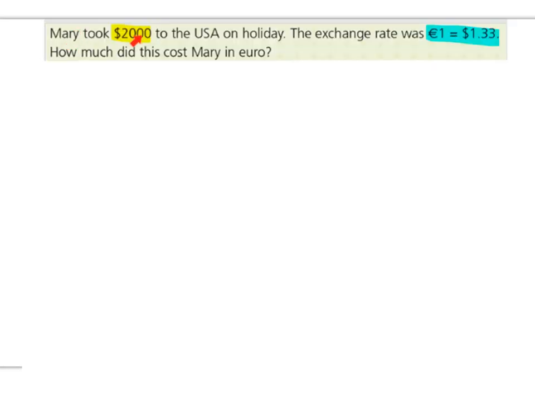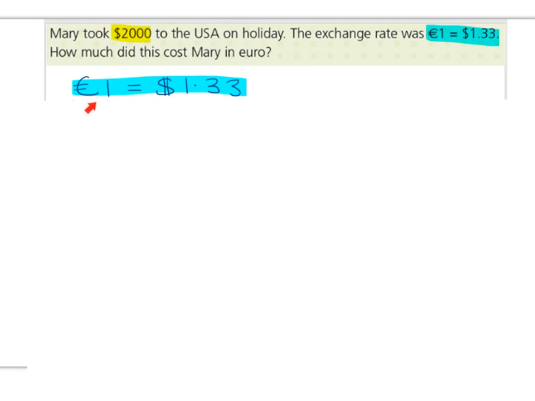Mary took $2,000 to the USA on holidays. The exchange rate was €1 equals $1.33. How much did this cost Mary in euro? So just like all the other currency exchange questions, we start off by writing out the actual exchange rate. So €1 is equal to $1.33. So we want to know what $2,000 is in euro.